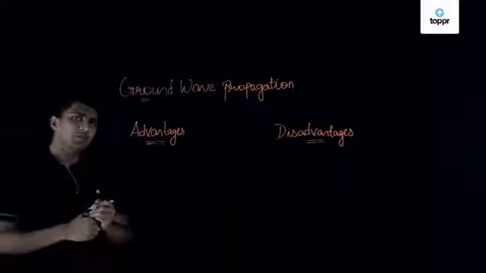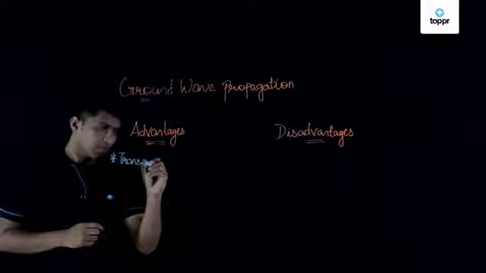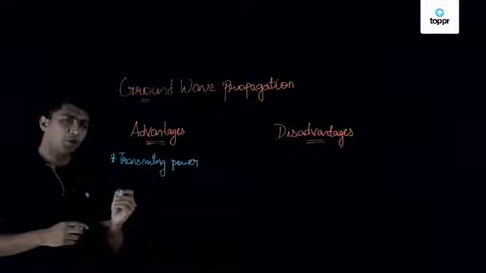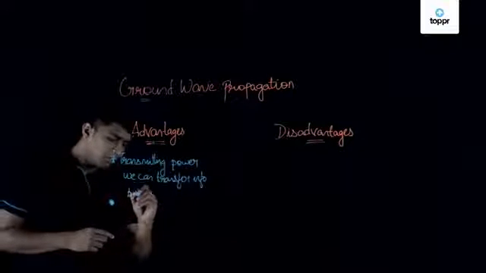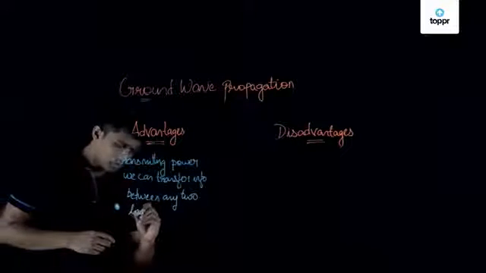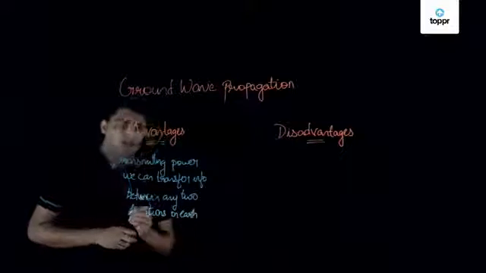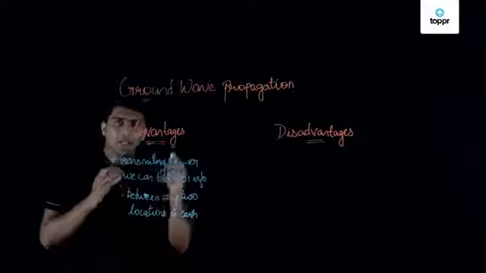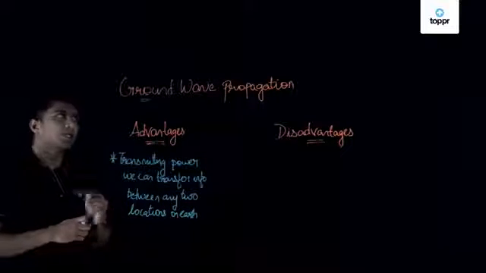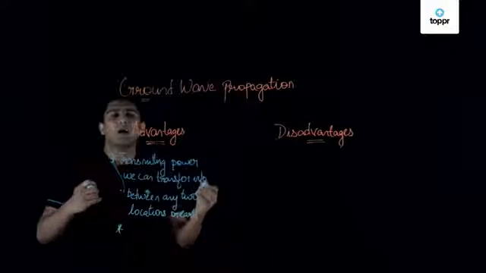What will be the advantages of ground wave propagation? If we give enough transmitting power, by using ground wave propagation, we can transfer information between any two locations of earth. So by giving a proper transmitting power, we can transfer information between any two locations on earth. That is an advantage for ground wave propagation. Next is, ground wave propagation is not relatively affected by the atmospheric condition.